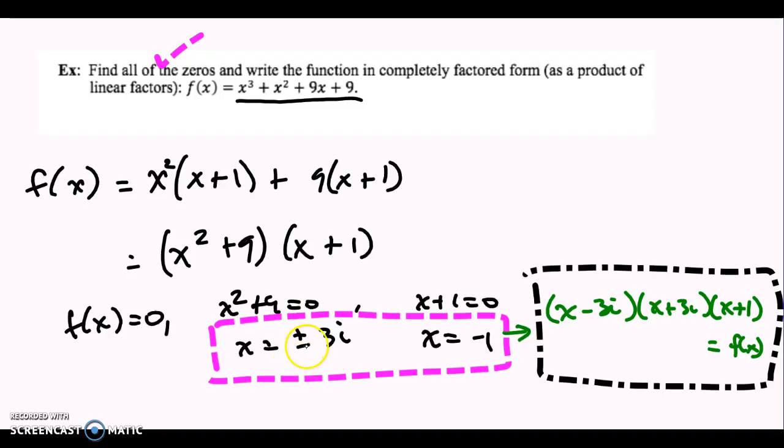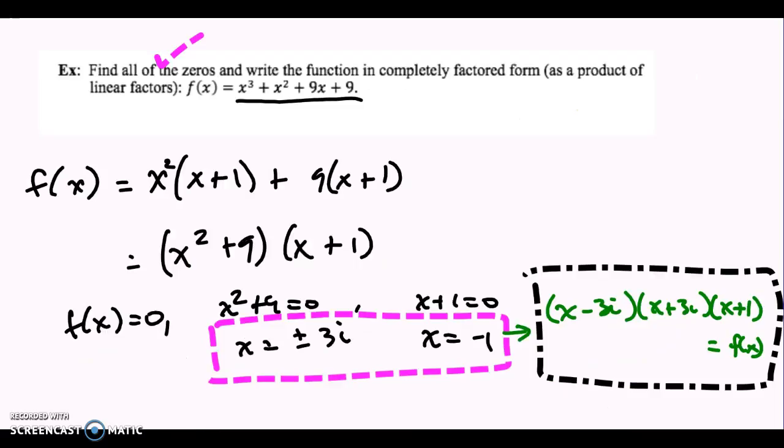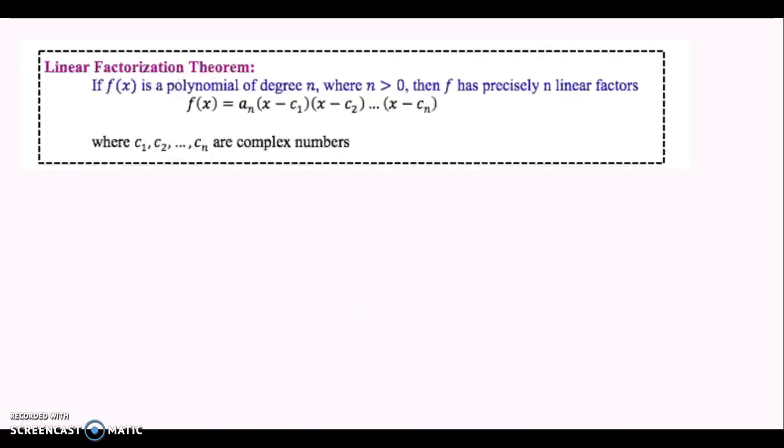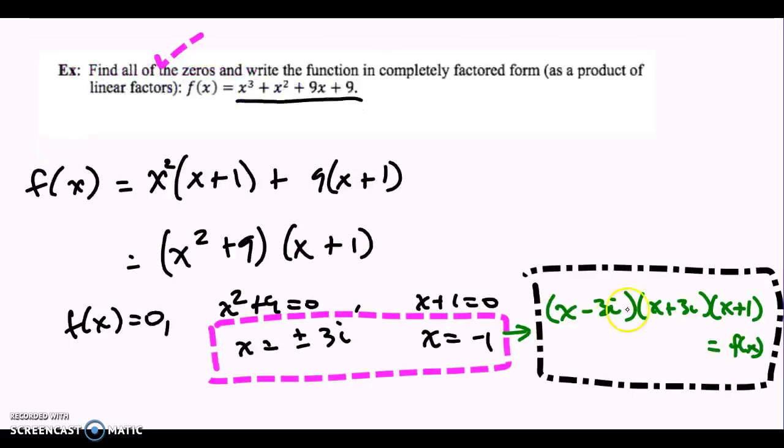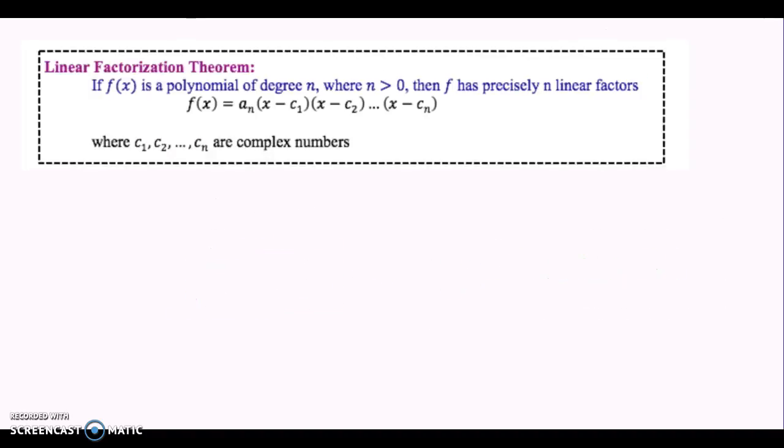Please note, we have three numbers in the complex number system, which came from the idea of the fundamental theorem. If you have a cubic degree polynomial, then f has at least one zero. For this problem, it's true as well. So here's an idea. Every polynomial can be written as a function with a product of linear factors. If you take a look at this one, linear, linear, linear. If you take a look at this one, linear, linear. Every single polynomial that you can think of can always be rewritten as a polynomial with linear factors.